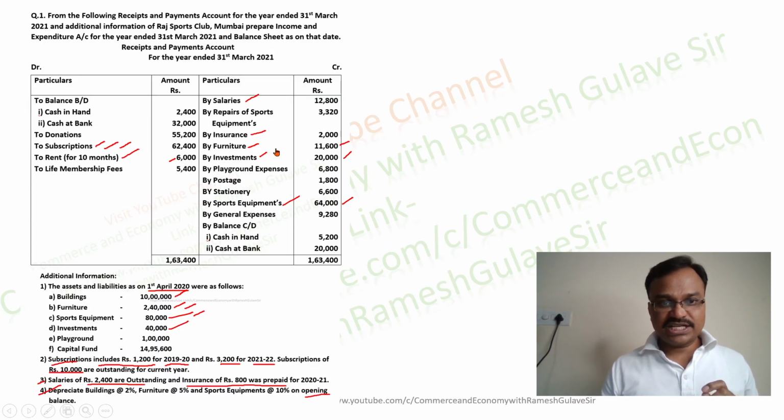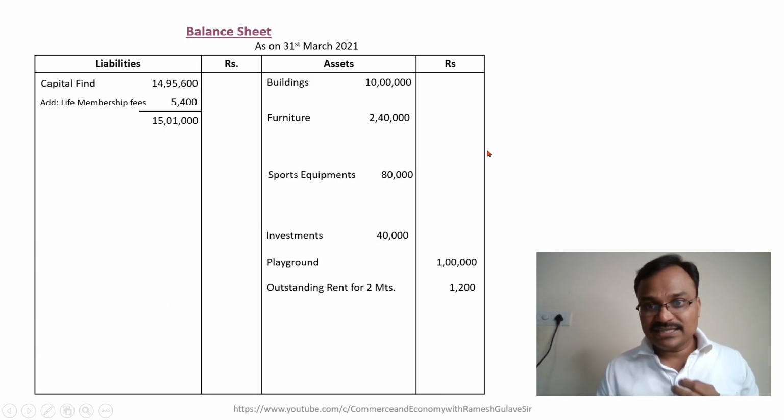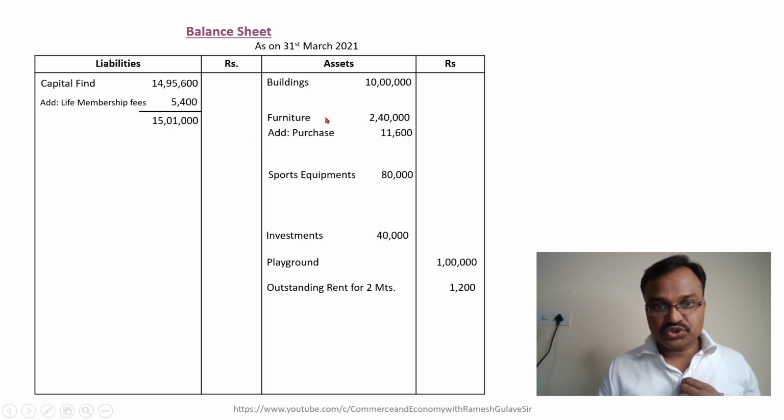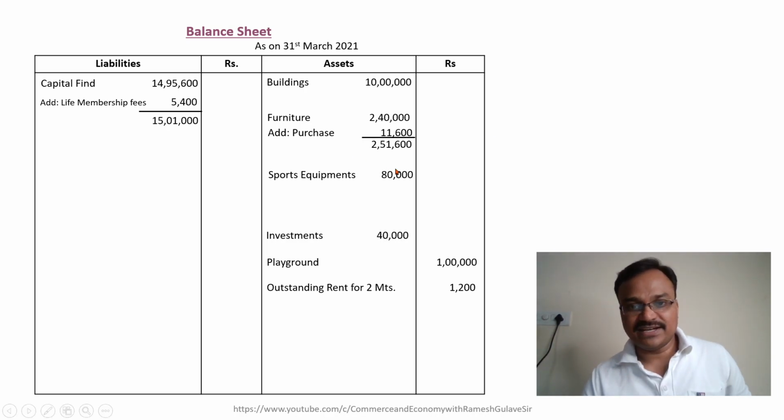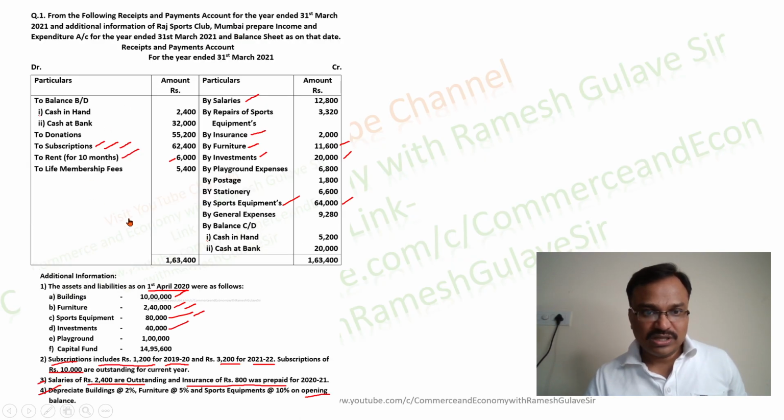After insurance, the next point is furniture. We have already discussed that. This is the additional furniture purchased during the year. So furniture 11,600. We are going to add this 11,600 to the opening balance of furniture. So the opening balance of furniture is 2,40,000 plus 11,600, so the balance after addition is 2,51,600. Right? Okay. Now let us move on to the next point.